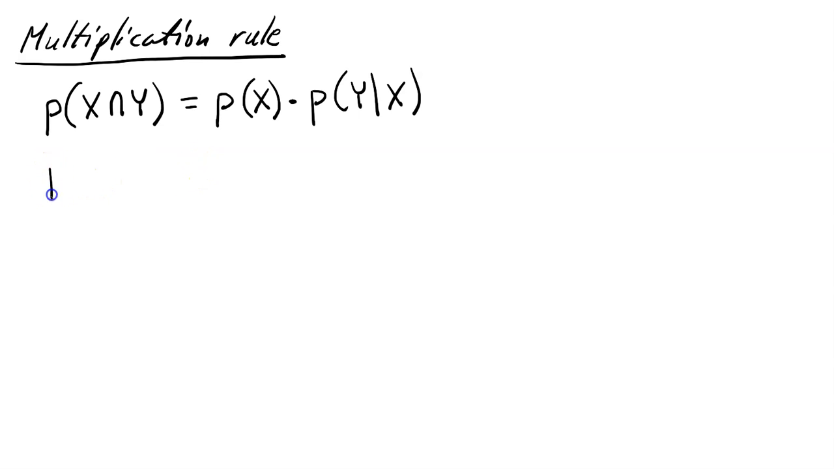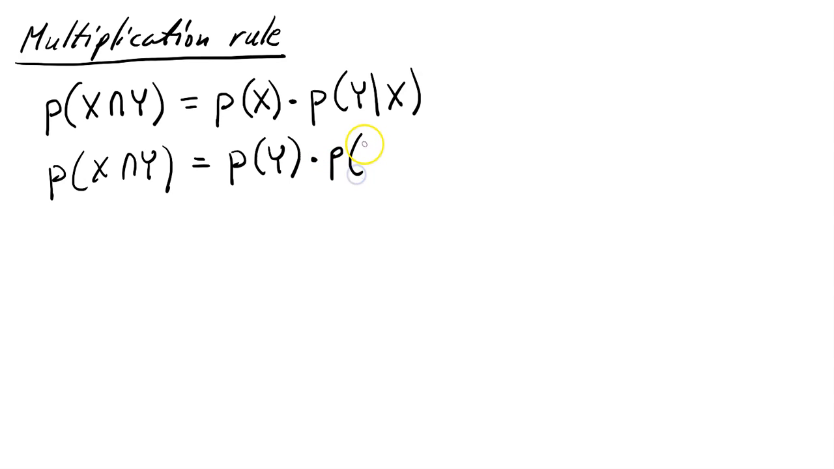And we can just as well write it like this. It doesn't matter if we take P of Y first, and exchange the roles of these two. So both of these are called the multiplication rule. So the probability for X and Y happening is the probability for one of them times the probability for the other one, given that the first one has happened. So this is the multiplication rule.